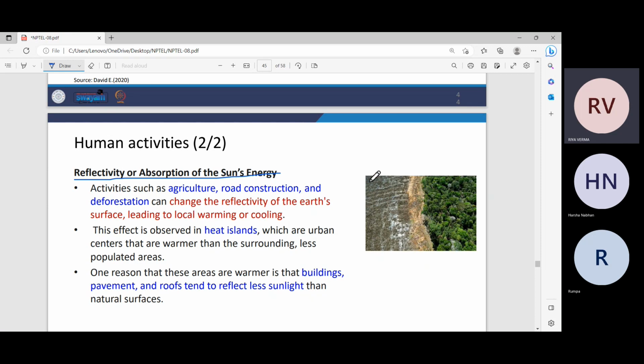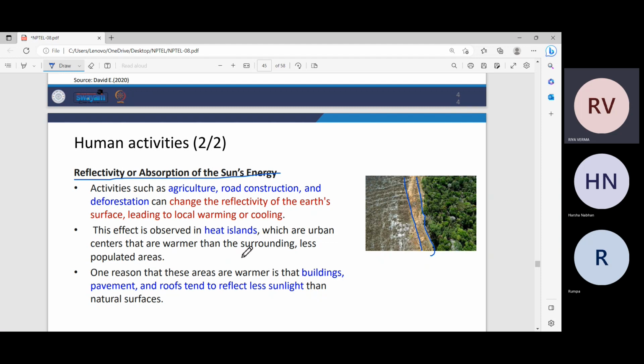because construction of a road at a certain place, and the removal of greenery from that area, tends to absorb more heat, and thus the temperature will rise as compared to an area where vegetation is there. So this local warming or cooling effect is observed in heat islands. Basically, these are the urban centers which are warmer than the surrounding or the less populated areas.